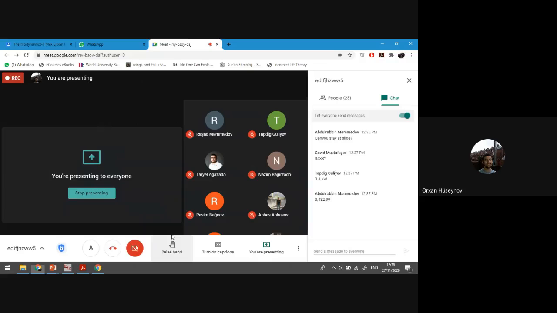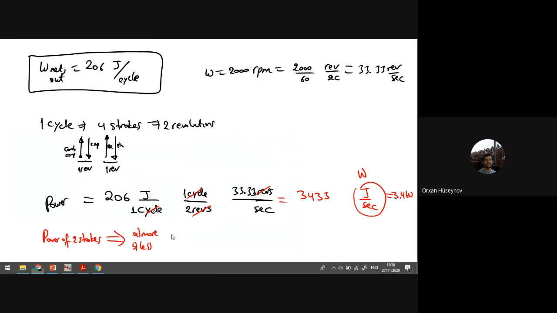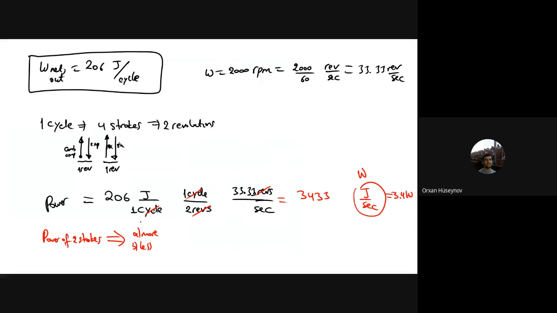Okay. The same, but with more torque. Same, less because of revolution. Yes, Nazim, you're right, but not less, more, as we will see, because revolution plays a role here. So if it is 2-stroke, now let's see what will happen. We are assuming that we get the same power, okay?